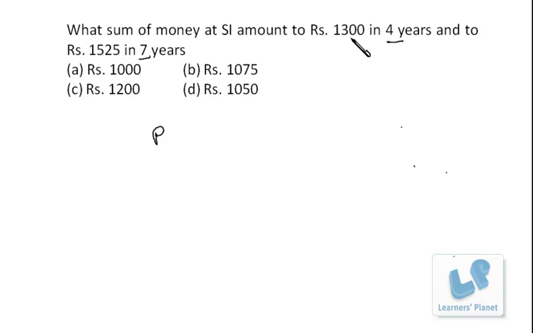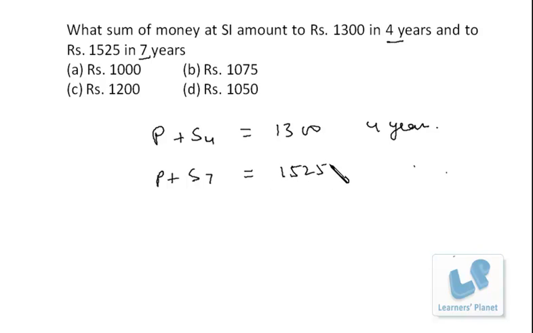Now, in the first case, we are given that the amount becomes 1300 in 4 years. So amount is what? Principal plus simple interest. Now simple interest for 4 years, I just write it as 4. Principal plus simple interest for 4 years is rupees 1300, and principal plus simple interest for 7 years is 1525.